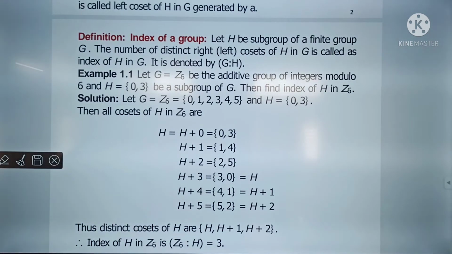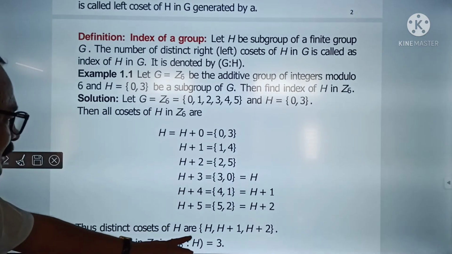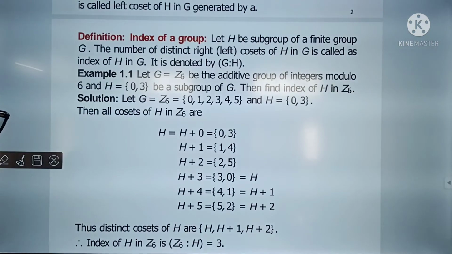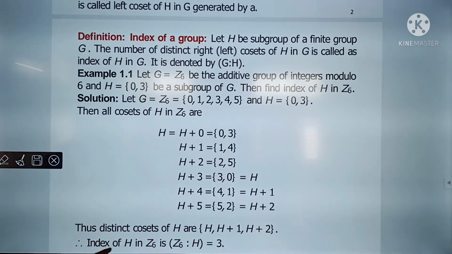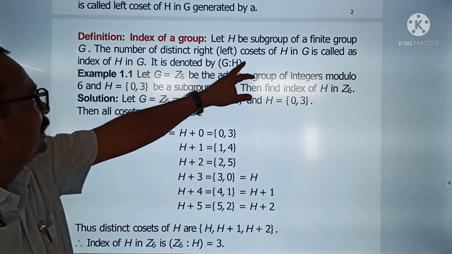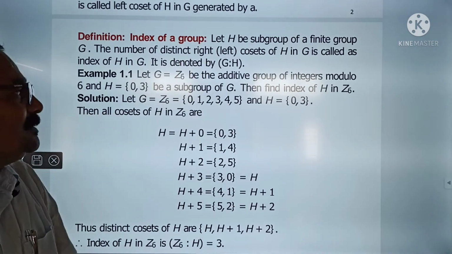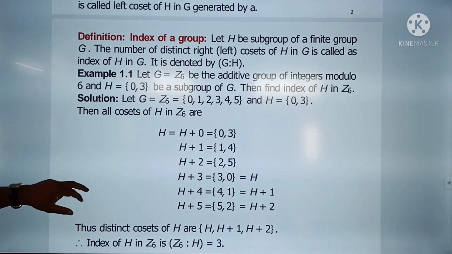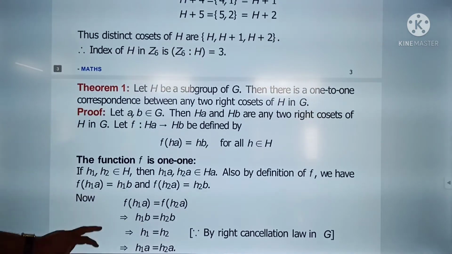So how many distinct quotients of H in G? They are only 3. That is H plus 1, H plus 2, may be written H plus 3, H plus 4, H plus 5. So the index of H in Z6 is 3, because the definition is: the number of distinct right or left quotients of H in G is called the index of H in G. What is the notation? See that.